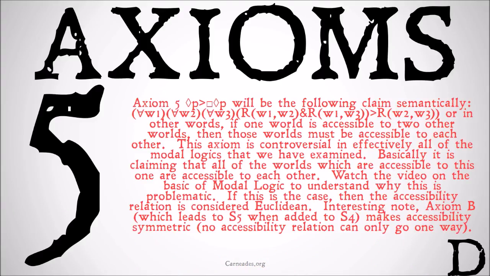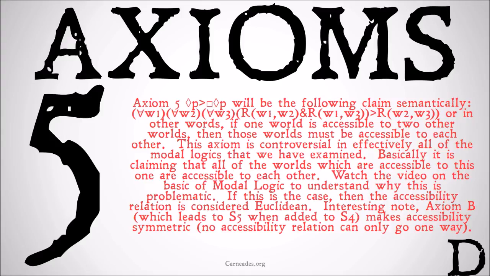And finally, axiom 5, which is it's possible that P implies it's necessary that it's possible that P, which is quite controversial, will be the following claim semantically: for all worlds 1, 2, and 3, if world 2 is accessible to world 1 and world 3 is accessible to world 1, then world 3 is accessible to world 2. Or in other words, if one world is accessible to two other worlds, then those worlds must be accessible to each other. This axiom is controversial in effectively all of the modal logics that we have examined. Basically, it is claiming that all of the worlds which are accessible to this one are accessible to each other. Watch the video on the basics of modal logic to understand why this is problematic. If this is the case, then the accessibility relation is considered to be Euclidean.